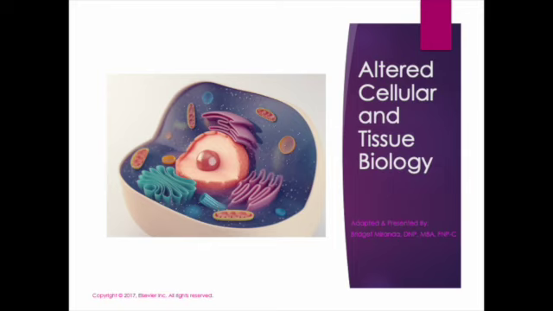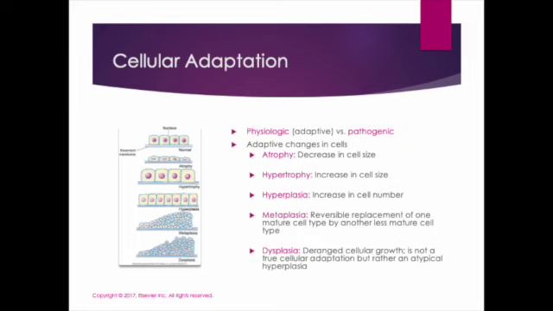Altered cellular and tissue biology. What is cellular adaptation? It's actually the cell's response to escape and protect itself from injury. Adaptation is reversible, structural, or functional responses to both normal or physiological conditions and to adverse or pathological conditions. Cells are able to adapt to change in their environment in several ways.